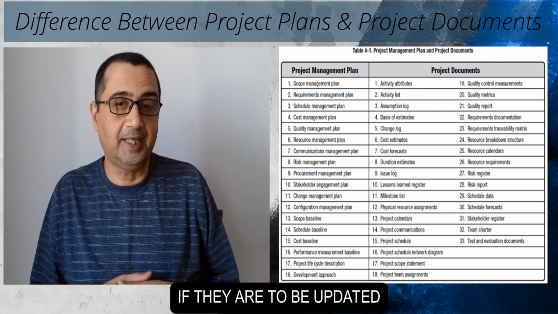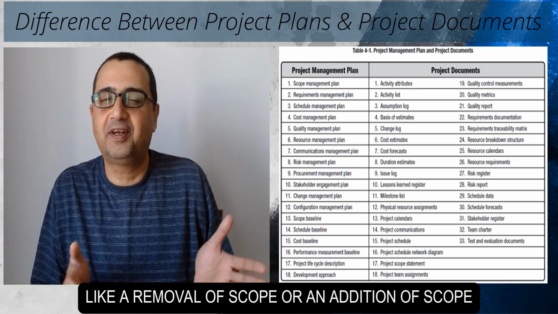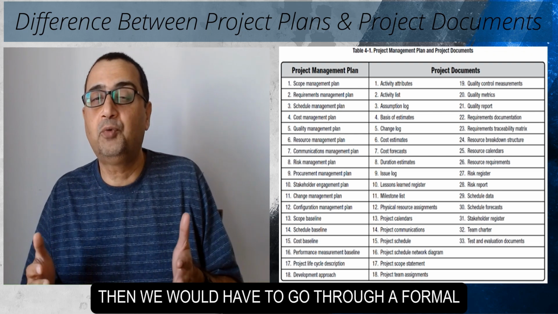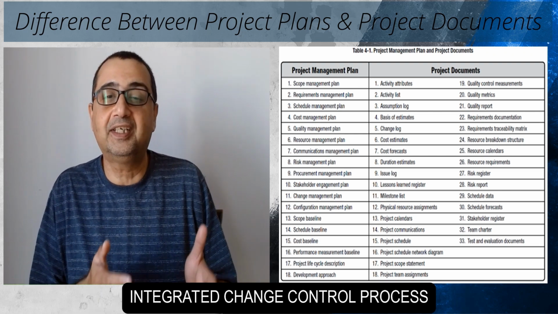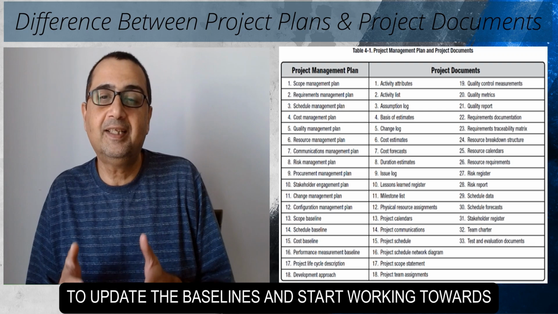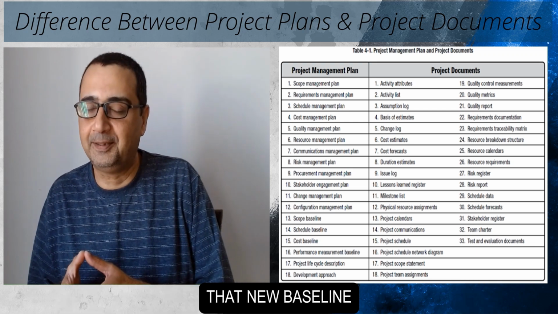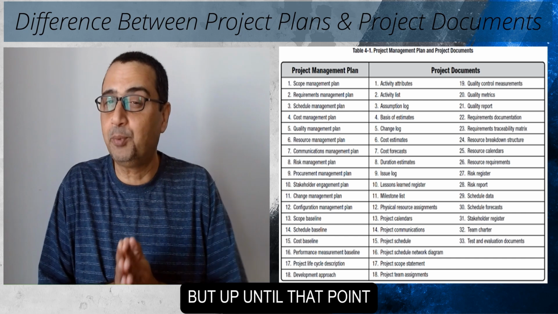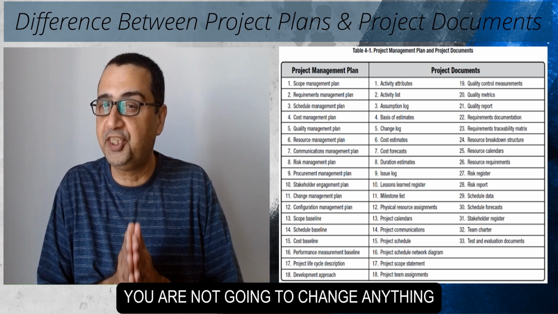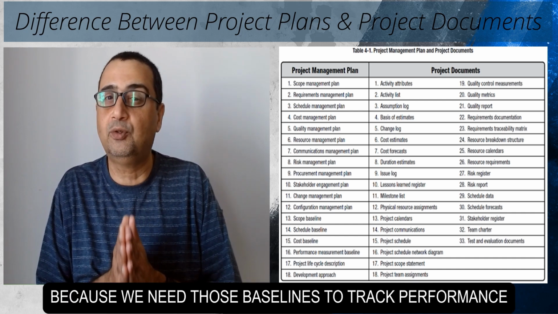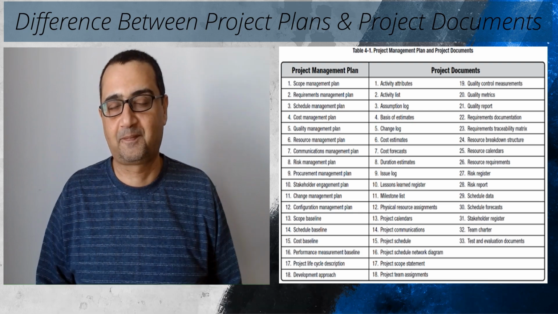If they are to be updated, like a removal of scope or an addition of scope, then we would have to go through a formal integrated change control process to update the baselines and start working towards that new baseline. But up until that point, you are not going to change anything because we need those baselines to track performance.